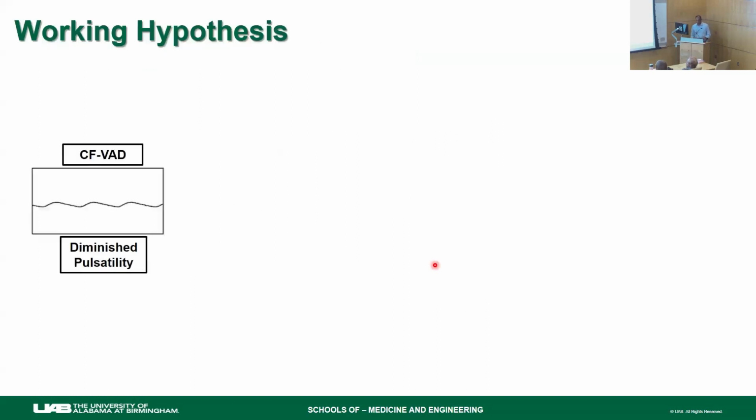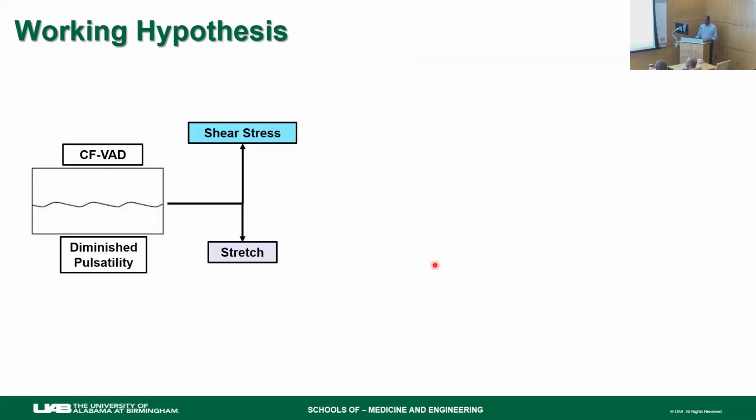So this is our working hypothesis right now. When you install a continuous flow pump, what that does is put you under a condition where you have diminished pulsatility within your circulation. This affects both shear stress and stretch. So you go from pulsatile shear stress and pulsatile stretch to continuous shear and continuous stretch.